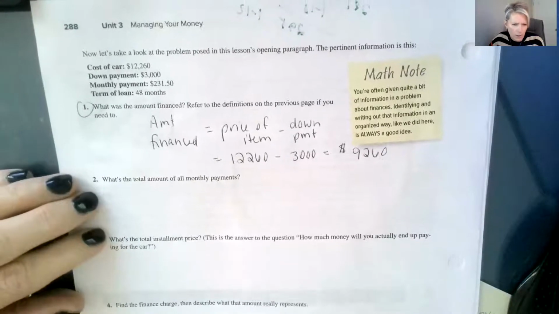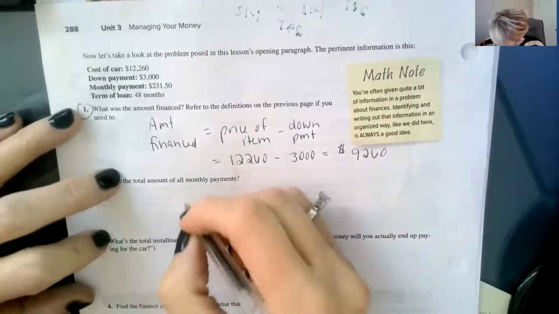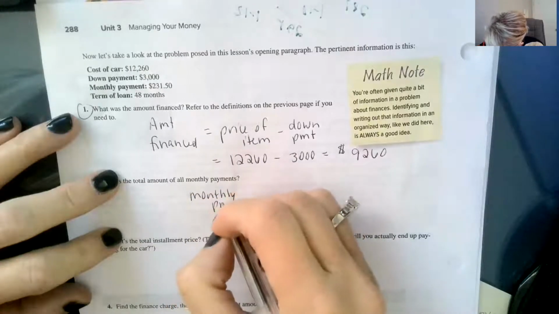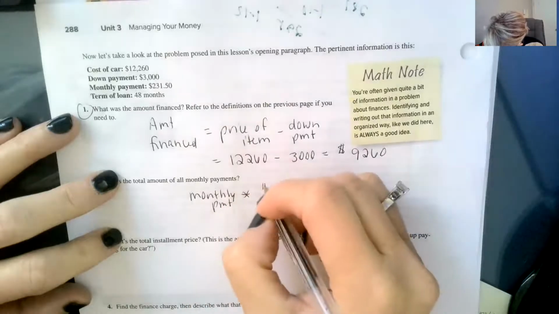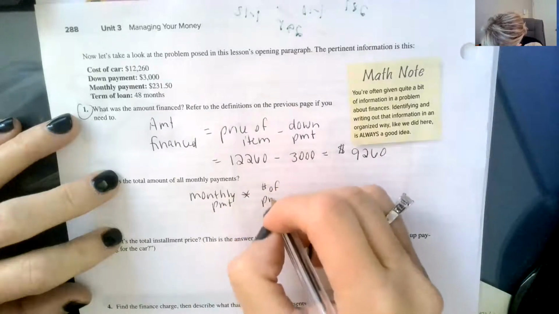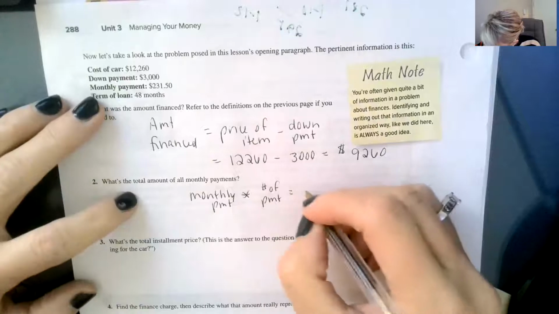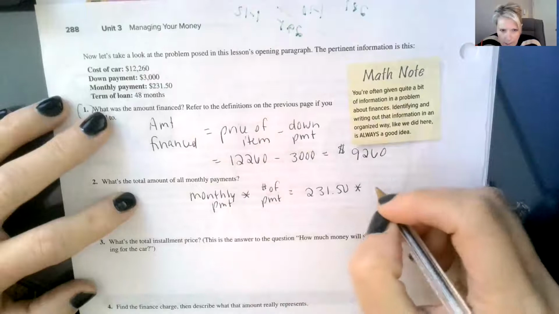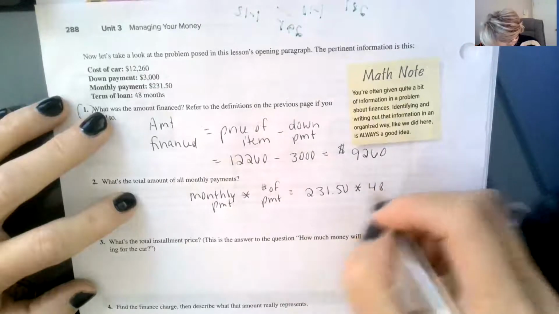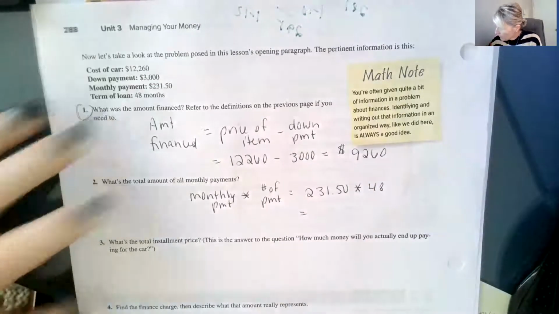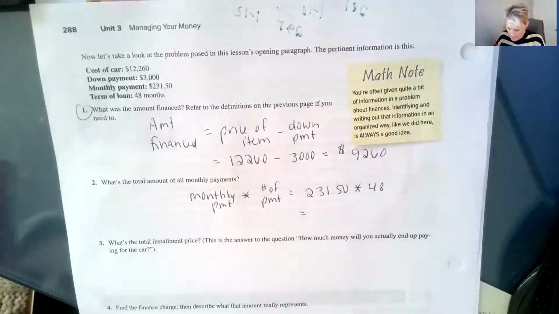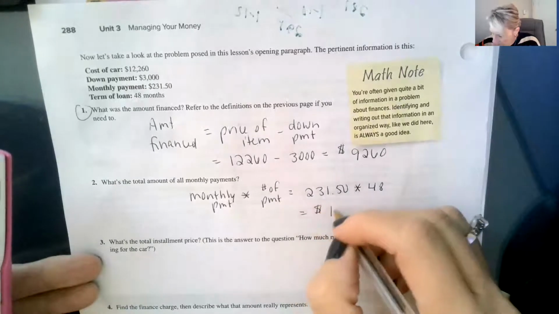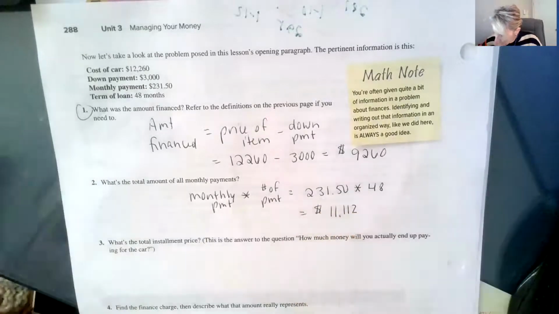What's the total amount of all payments? That would be the monthly payment times the number of payments. The monthly payment is $231.50 times the 48 payments. So that comes out to be $11,112.